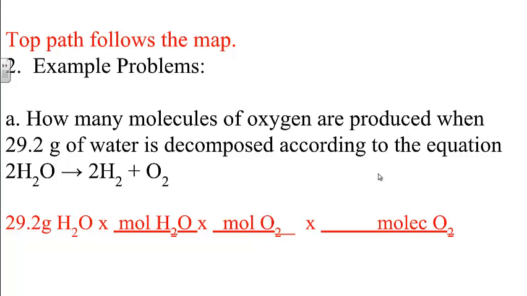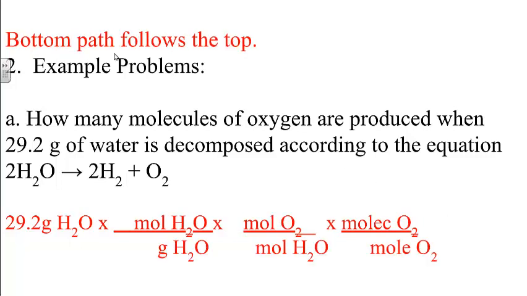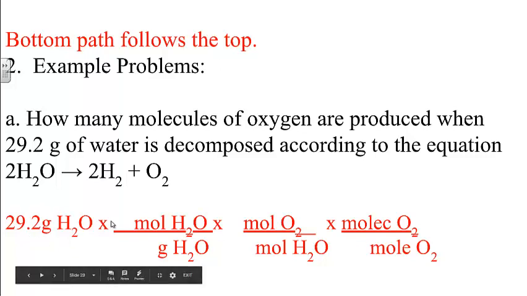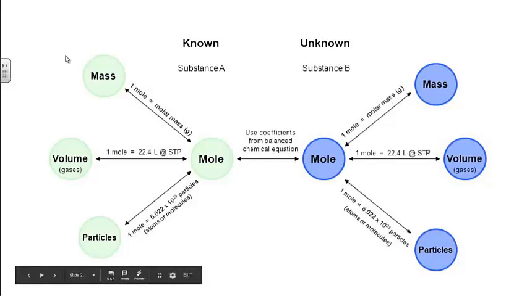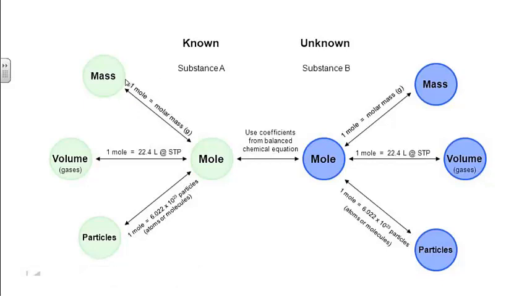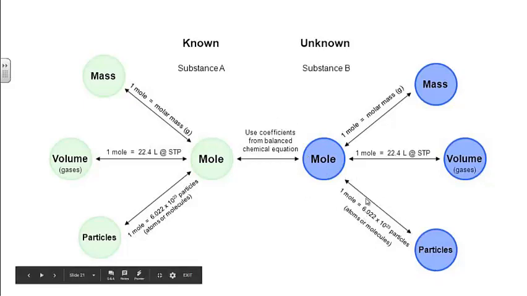Do you remember the next step? Bottom path follows the top. So whatever unit's up here, I'm going to bring down here. Mole H2O, mole H2O, mole O2, mole O2. Now the numbers are going to come from the map. Grams, I'm going to use my GFM. When I go gram to mole, it's 1 mole. But then the next one where I have mole to mole, then I'm going to use my coefficient. Then when I have particles to mole, I'm going to use 1 mole again.